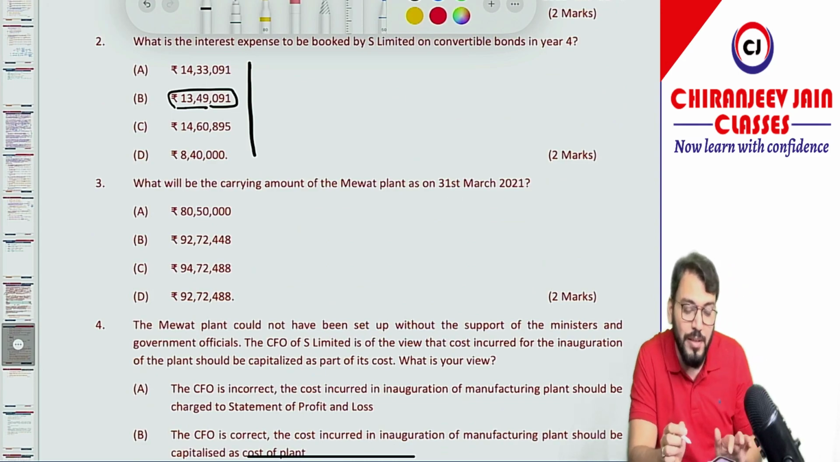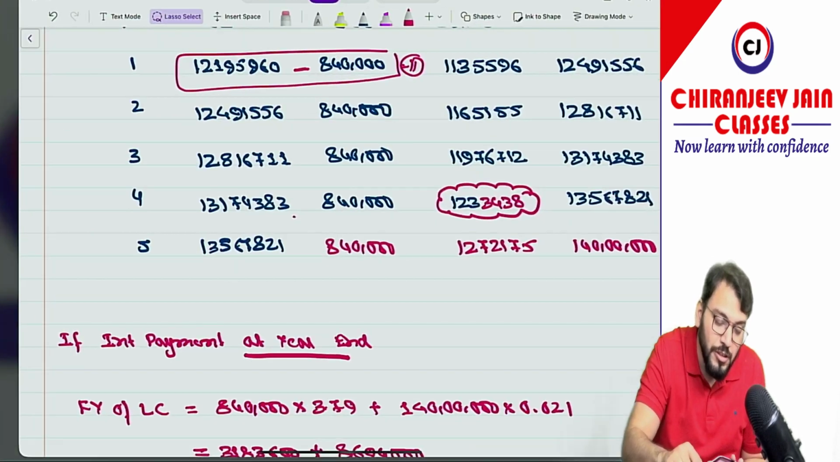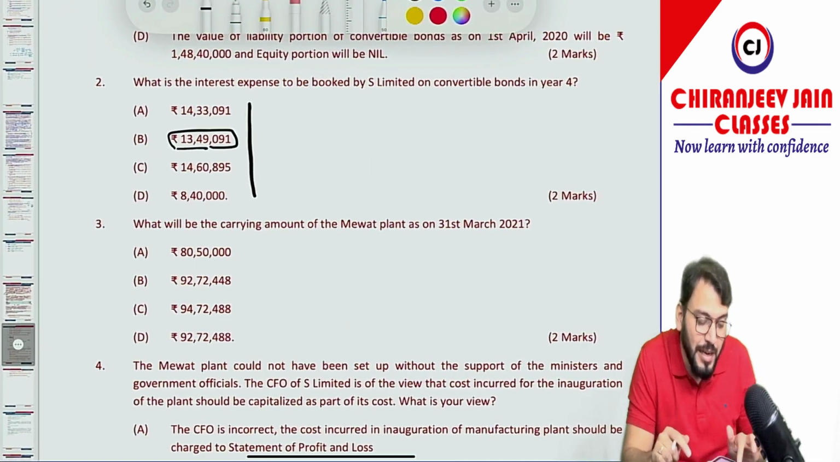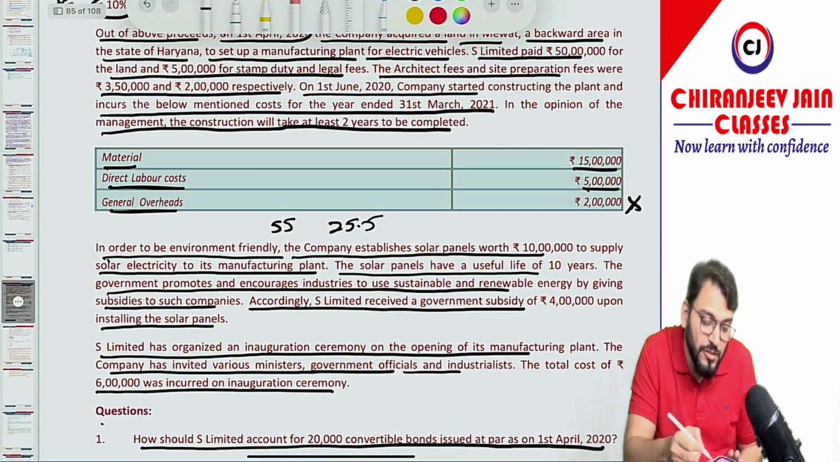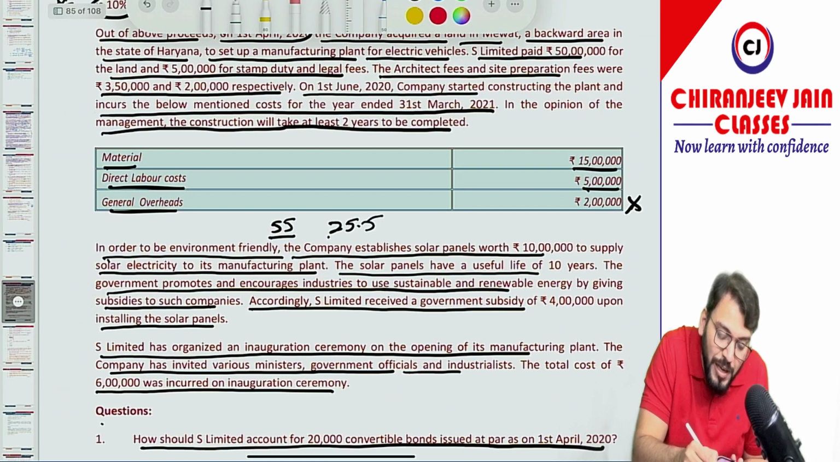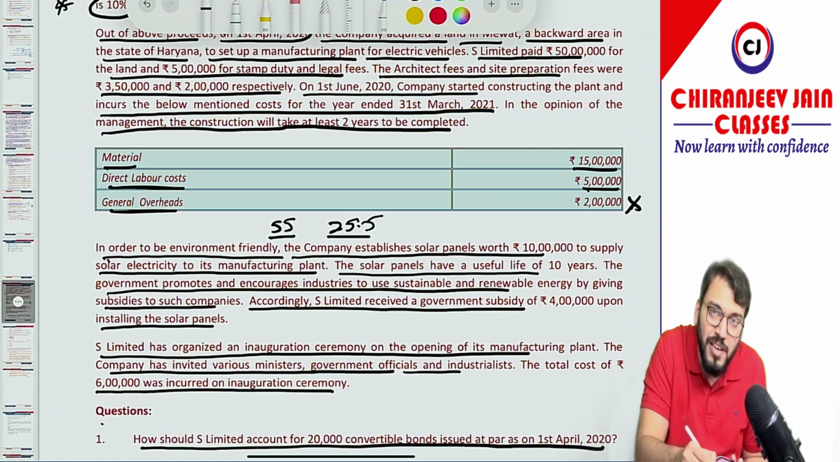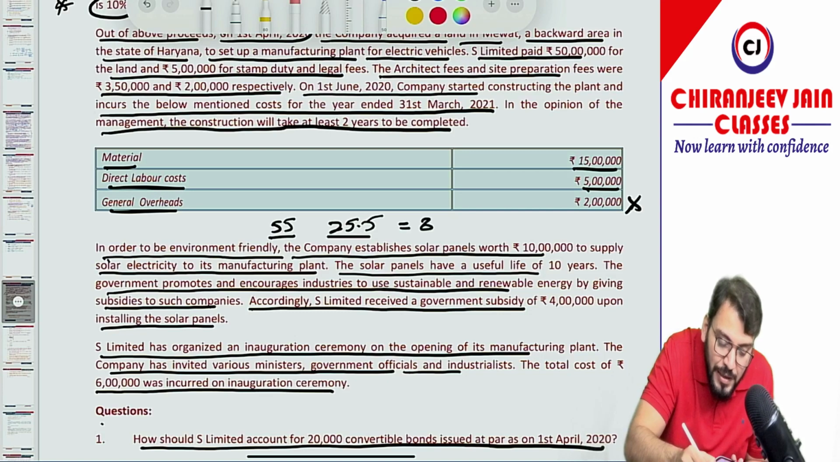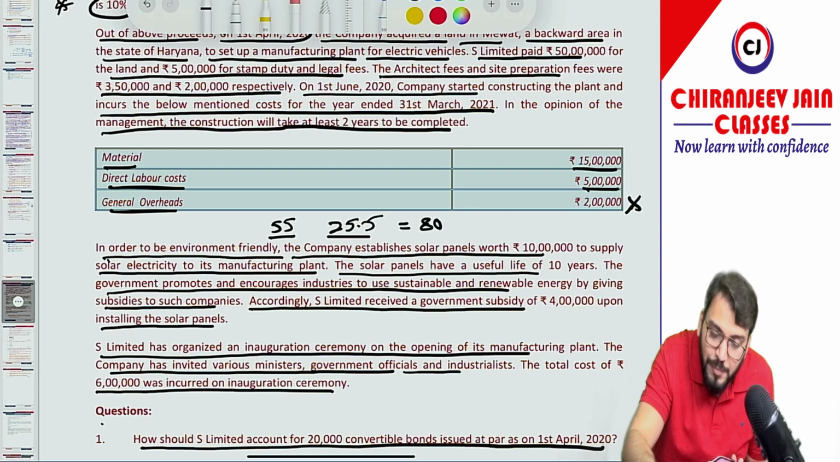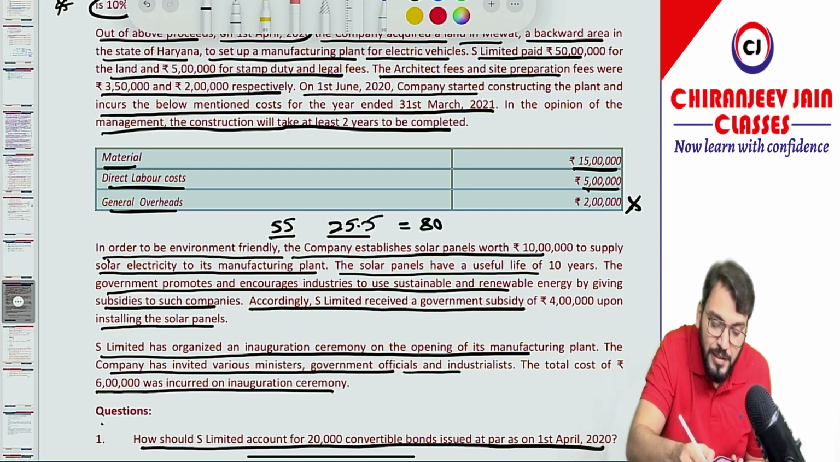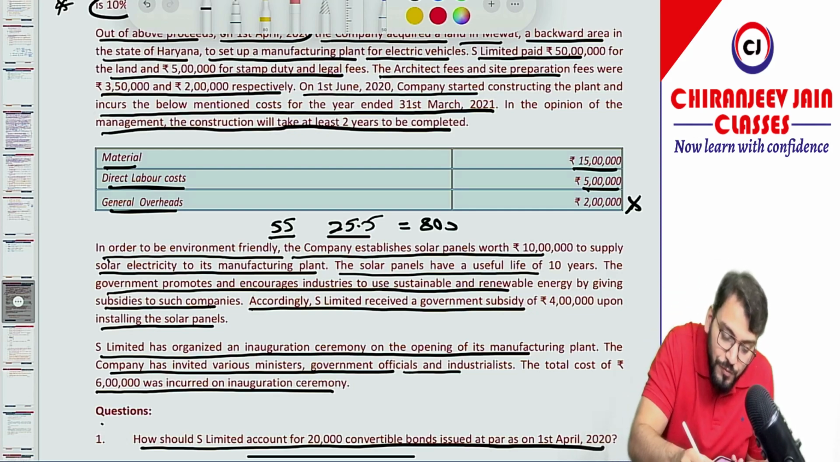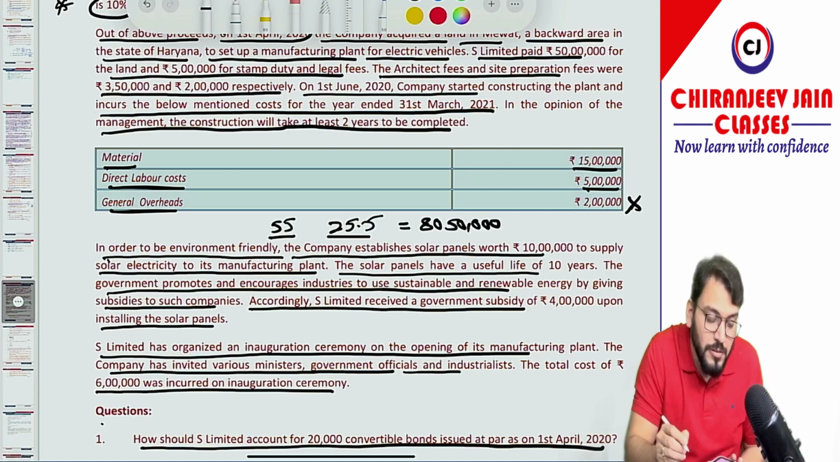Next point, what they have asked: what will be the carrying amount of Mewat plant on 31st March 2021? You can see we have already done the calculation. Cost price of land is 55, and cost price of building is 25.5, which is right now in work in progress because the building is not yet completed. So building cost will be 25.5. The total becomes 55 plus 25.5, so it is 80 lakh 50,000. Now just try to understand.